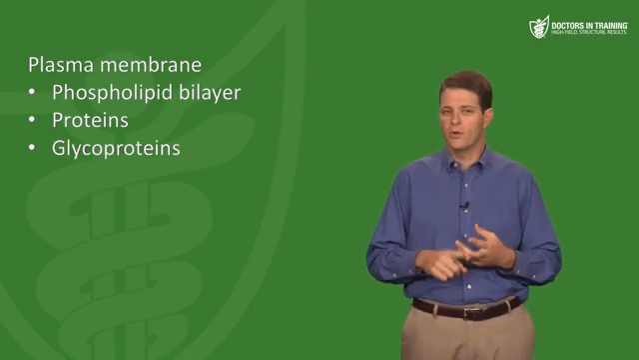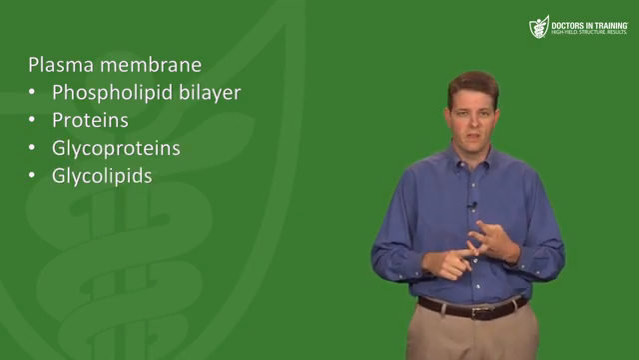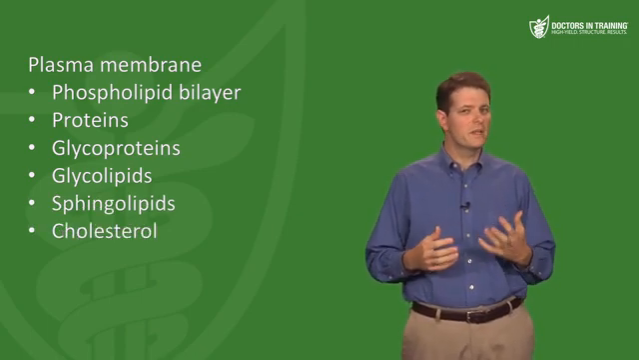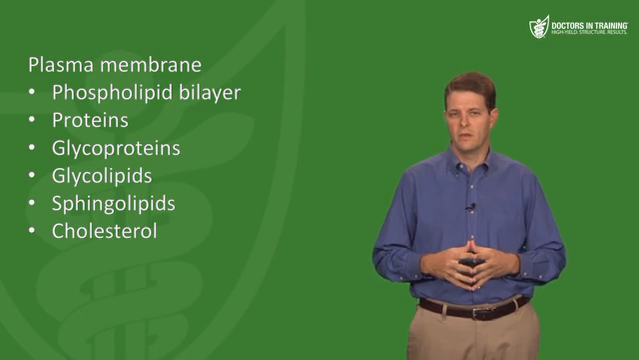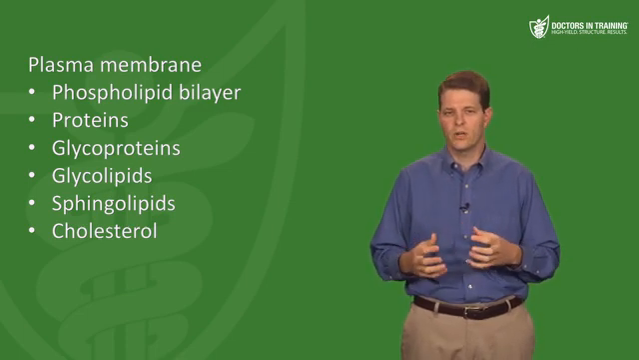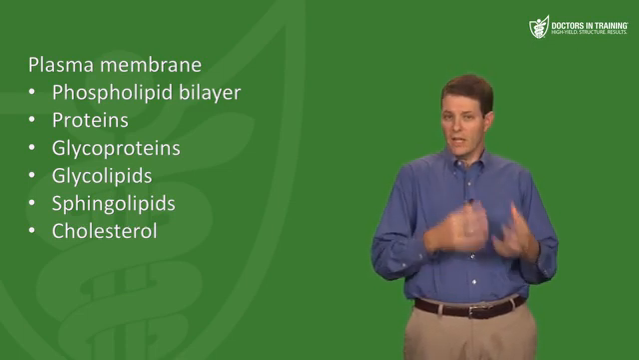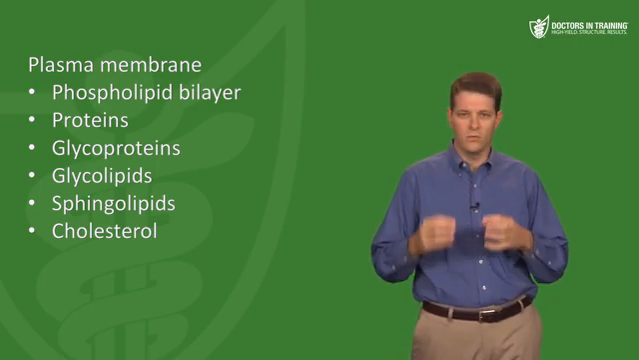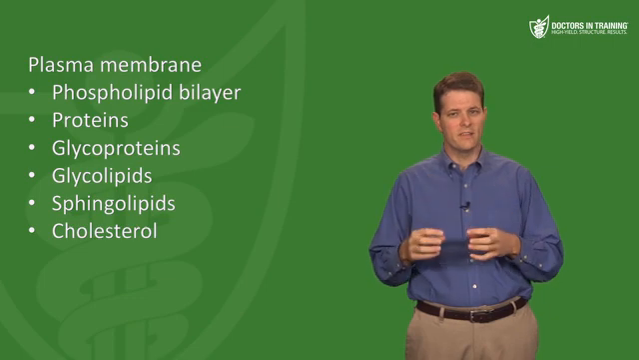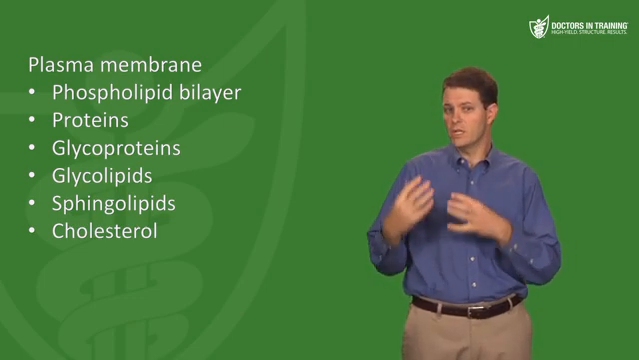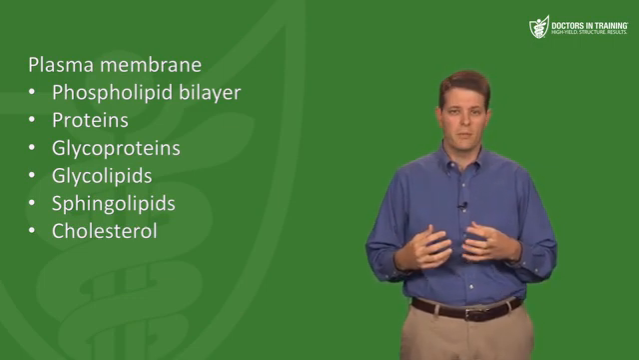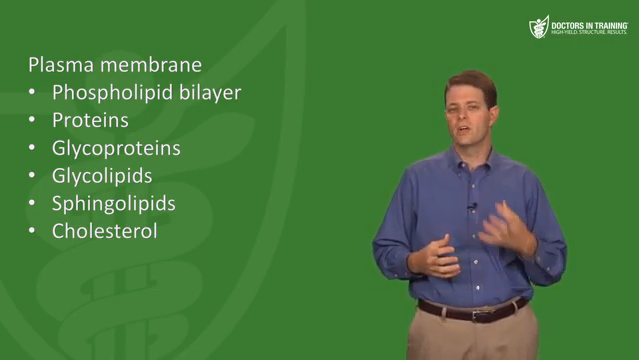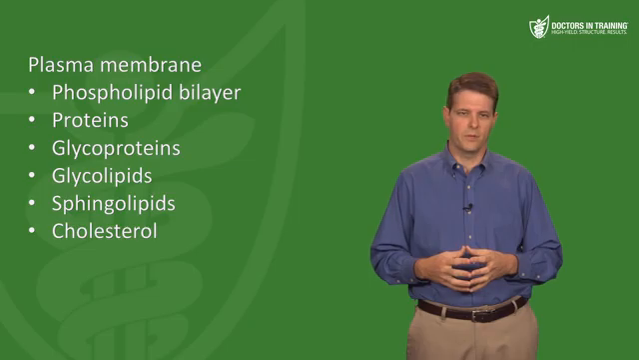You also have glycoproteins, glycolipids, sphingolipids like sphingomyelin, and cholesterol, which makes up about 15% of the plasma membrane in our cells. And cholesterol is a more rigid structure than phospholipids, so including cholesterol in the plasma membrane prevents the membrane from being too fluid. So a little bit of cholesterol stabilizes the plasma membrane, but if there's too much cholesterol, the membrane becomes too rigid. And additional cholesterol also increases the membrane's melting temperature.